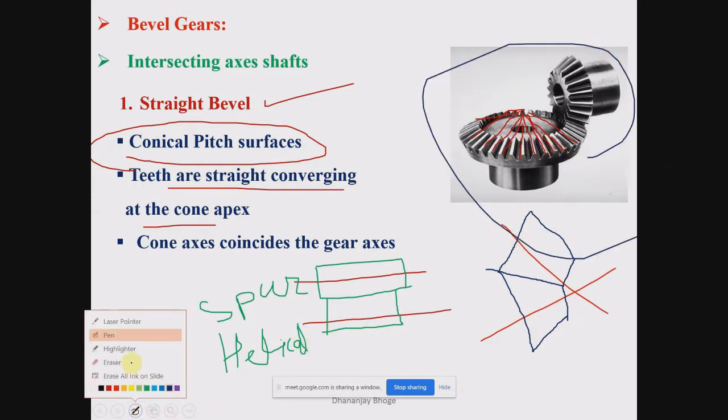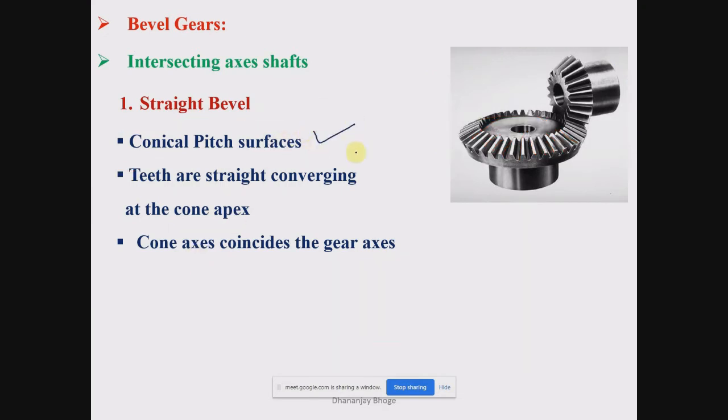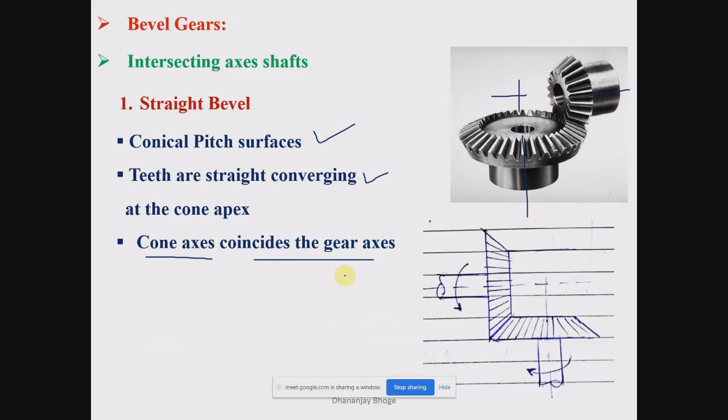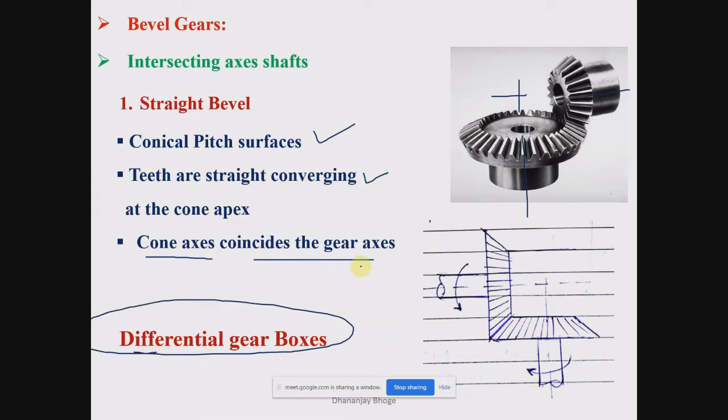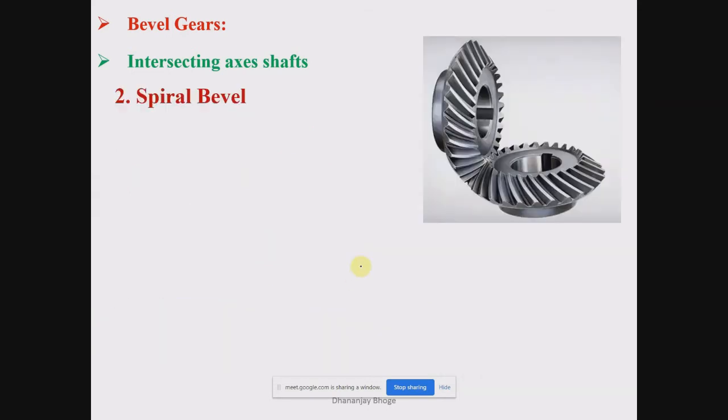So what you will remember, bevel gears have conical pitch surfaces. In case of straight bevel gears, teeth are straight, converging at the cone apex. An important thing, cone axis coincides with the gear axis. Cone axis always coincides with the shaft axis or gear axis. The important application of bevel gears is in differential gearboxes of automobiles.